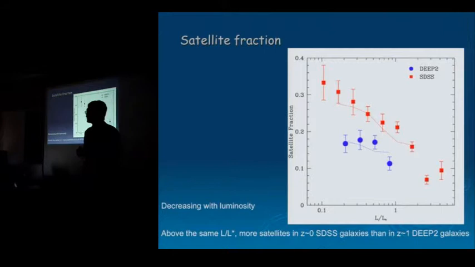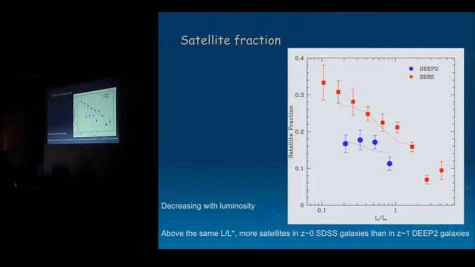Can you recall the definition of the satellite in this context? Okay, so for example you have a cluster, right? There's a central CD galaxy. That's the central galaxy. All other galaxies are considered satellites. So you're saying you have one cluster, one central galaxy per cluster, and the rest are satellites.